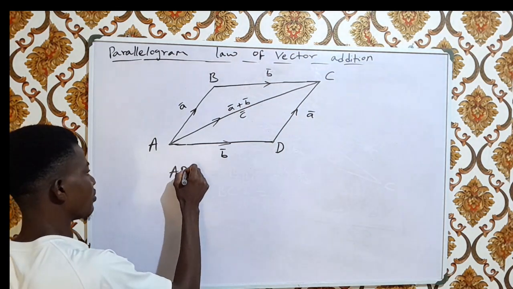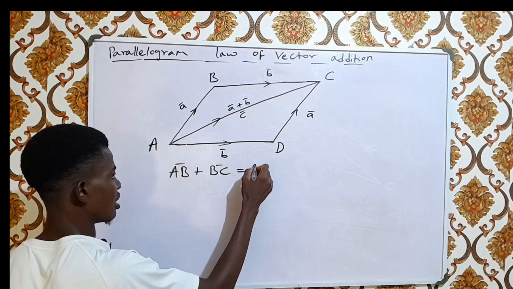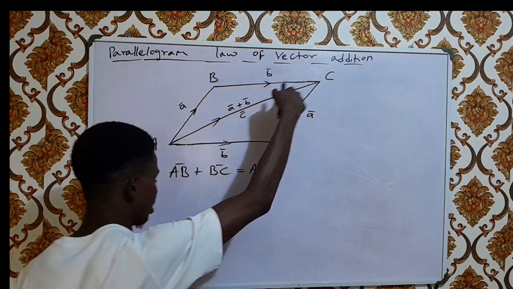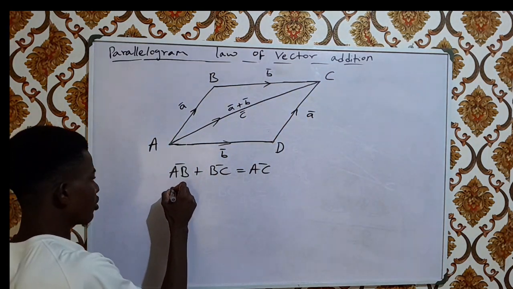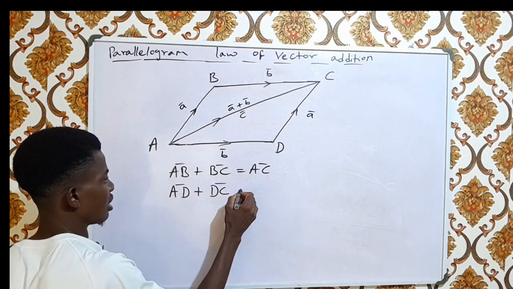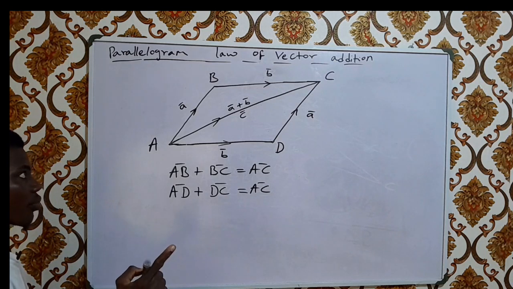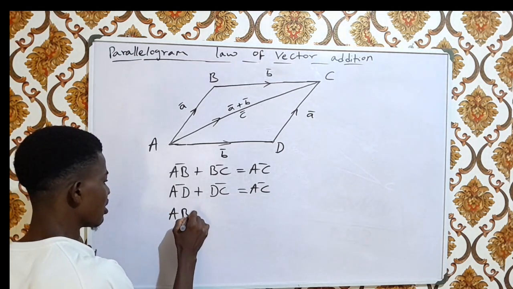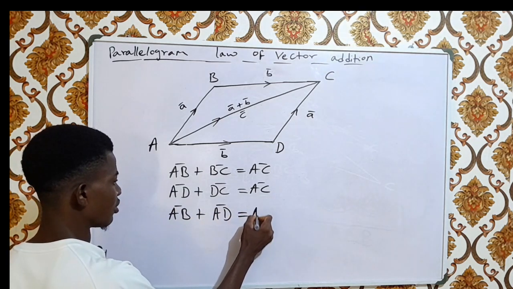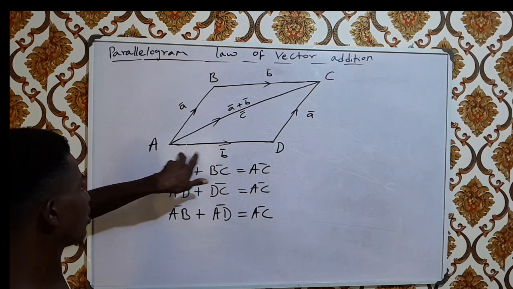Remember we said that AB plus BC is equal to AC. That is, AB plus BC is equal to AC. Also know that AD plus DC is also equal to AC. Also note that AB plus AD is also equal to AC. Watch it out: AB plus AD.